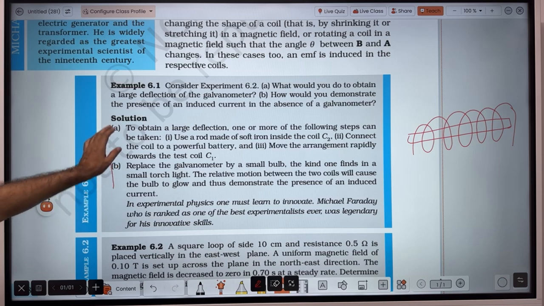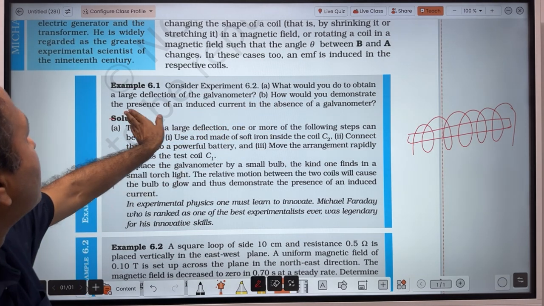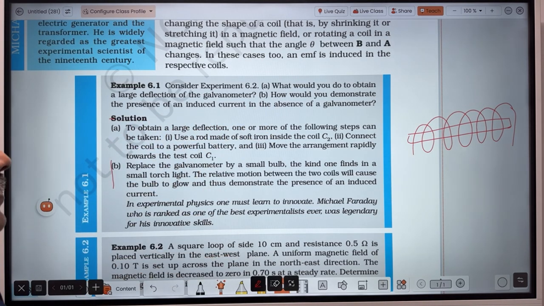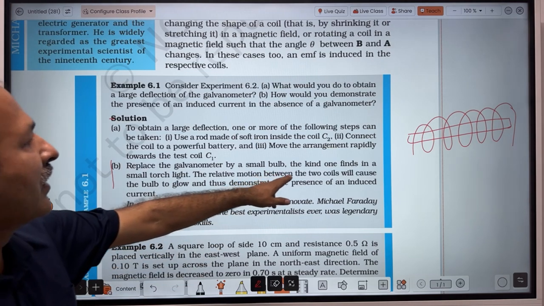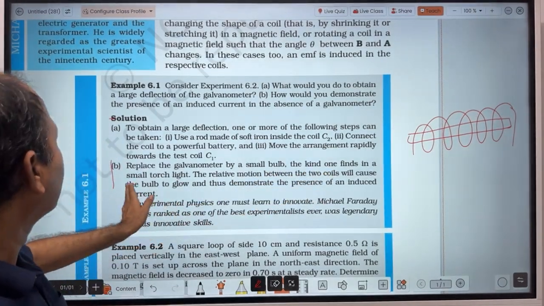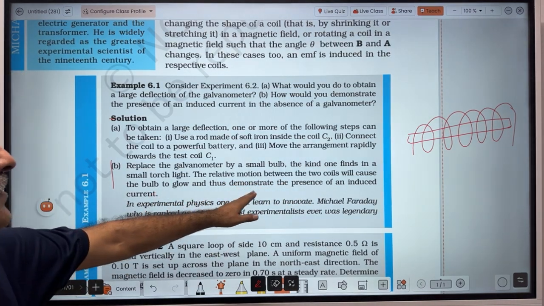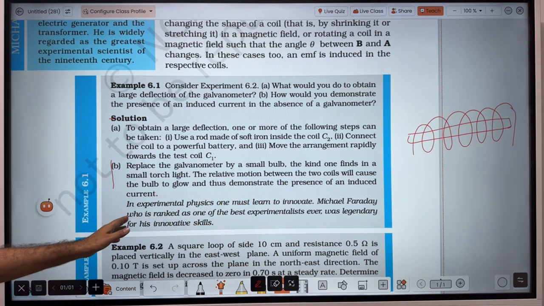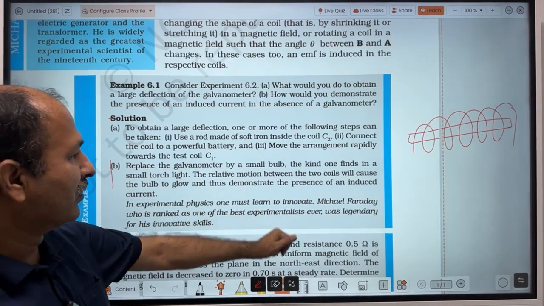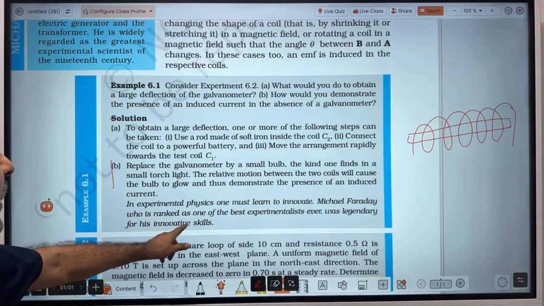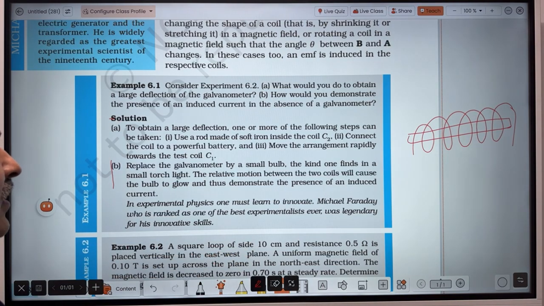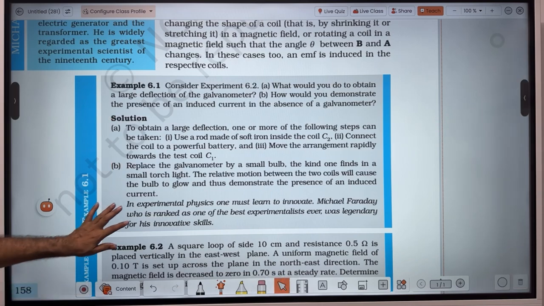Then comes the second point. How would you demonstrate the presence of an induced current in the absence of a galvanometer? If there is no galvanometer, then replace the galvanometer by a small bulb. So the bulb will glow momentarily. The kind one finds in a small torchlight, the relative motion between the two coils will cause the bulb to glow and thus demonstrate the presence of an induced current. So in experimental physics, one must learn to innovate. Michael Faraday, who is ranked as one of the best experimentalists ever, was legendary for his innovative skills. So this is basic that you have understood.